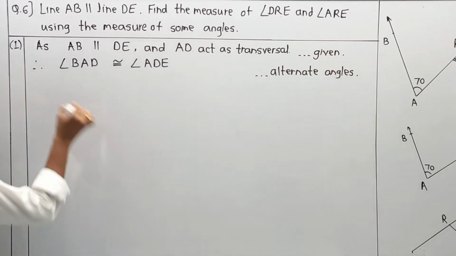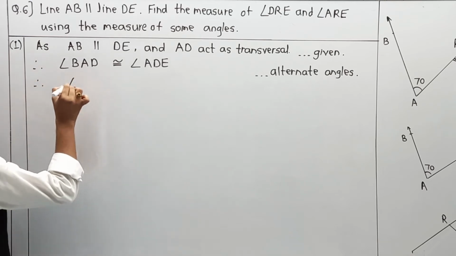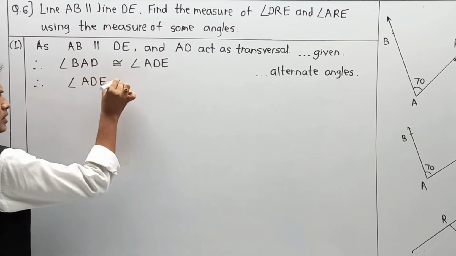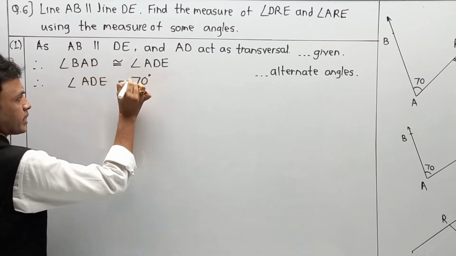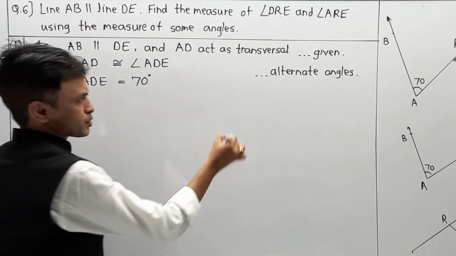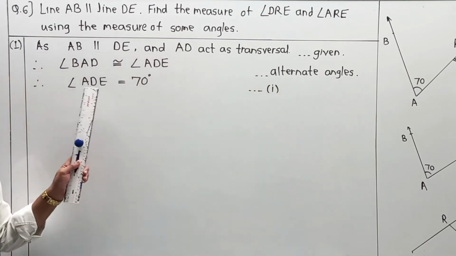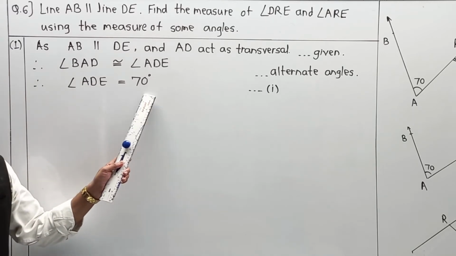Therefore, angle ADE is equal to 70 degrees, and this is your first answer. So I am going to give it as equation number 1. That is our first part, that angle ADE is 70 degrees.